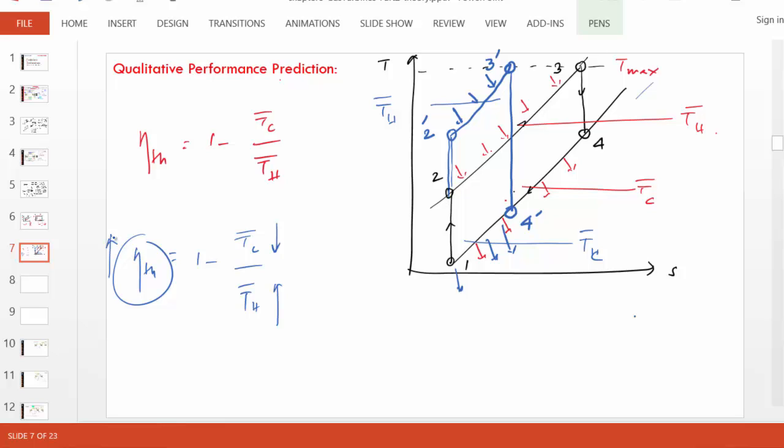If somebody asks, how will the net power change? Well, we know the net power is what? M dot times net power from one cycle.